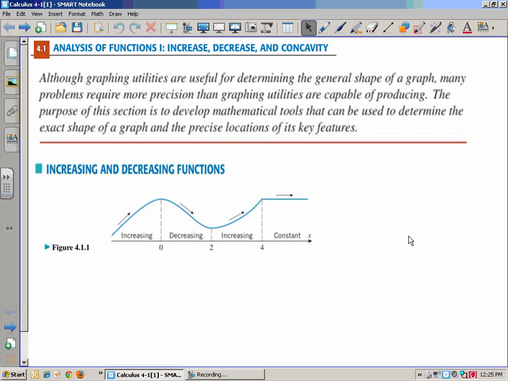decreasing, or, hold on, these kids are screaming in the hall.